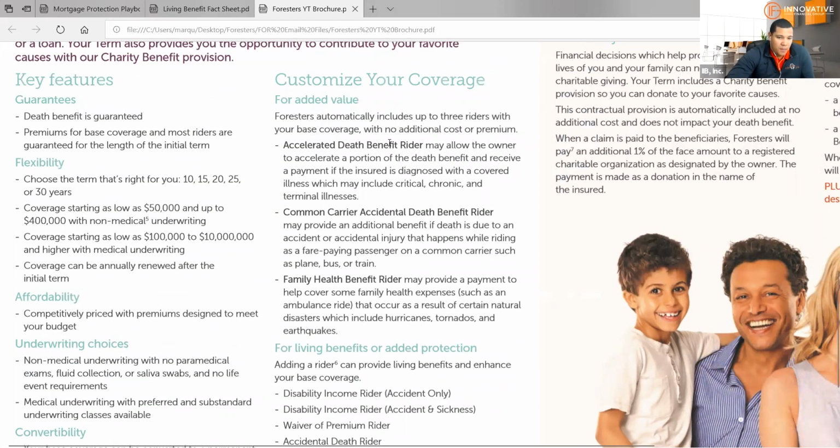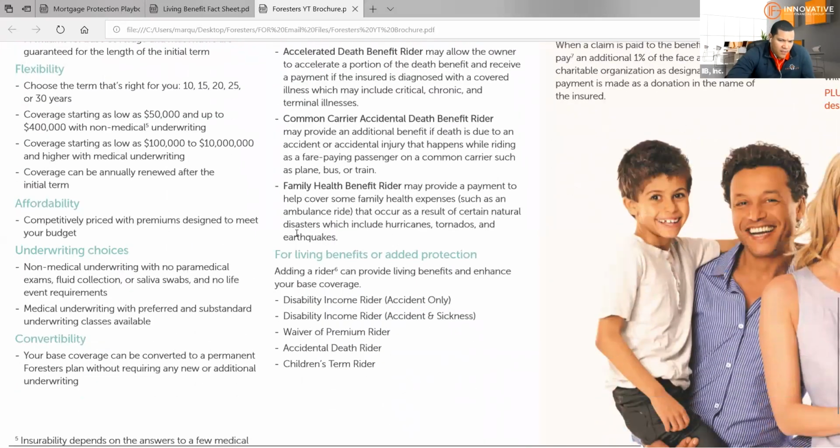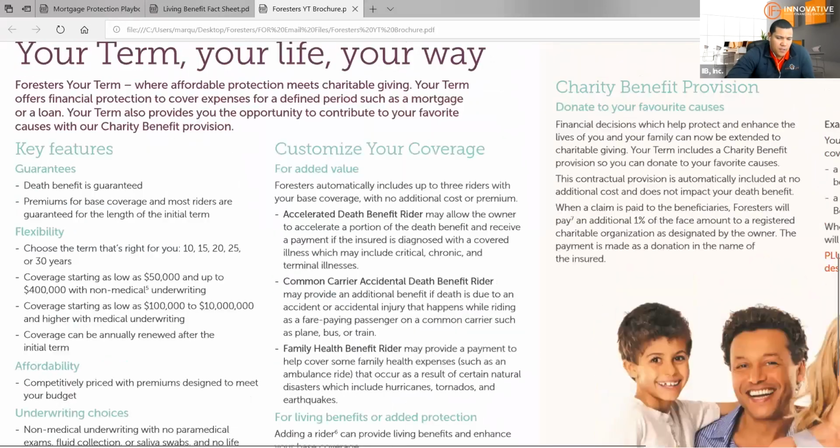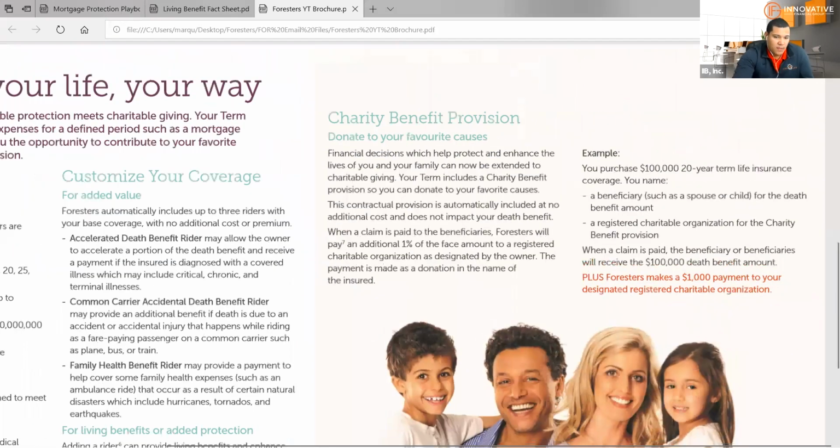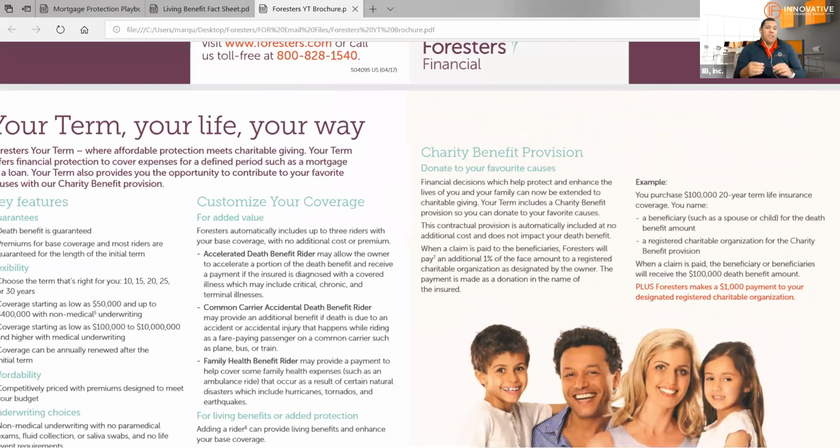So your accelerated death benefits, which are critical, chronic, and terminal, your common carrier, family health benefit rider, natural disasters. Then for added coverages or added-cost benefits, they'll give them these rundowns here. It allows you to put all that information in front of them instead of having to memorize it on your own. Just use what the companies give us. The stuff is all free to us. So order.